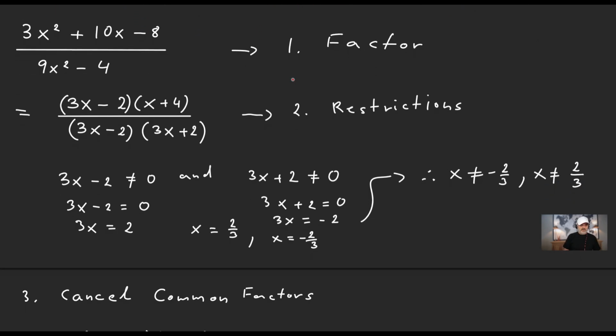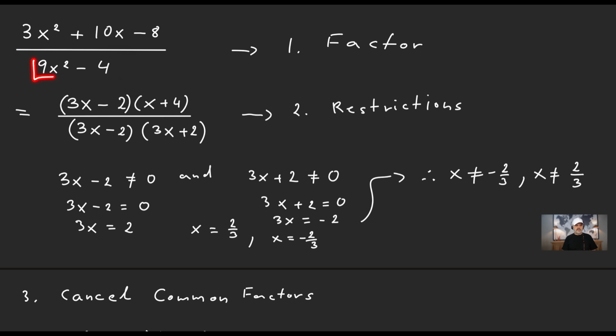On this beautiful screen, you see 3x squared plus 10x minus 8 divided by 9x squared minus 4. So the first step is to factor. We already did a video on factoring trinomials. So just a quick recap, you do the decomposition method. You find the product is 3 times negative 8, which is negative 24, and the sum is 10. Find those two numbers, decompose, and then you will get the numerator in factored form.